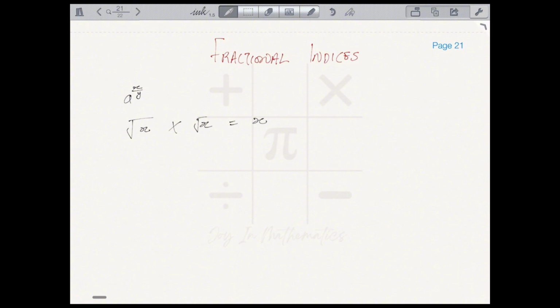Now, how do we prove this? The square root of x is the same thing as writing x raised to power half. Therefore, if you change the term square root of x, we will have x raised to power half multiplied by x raised to power half. And if you apply the addition law here, we have x raised to power half plus half, which is equal to x.